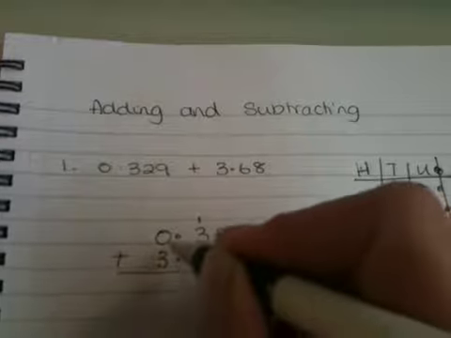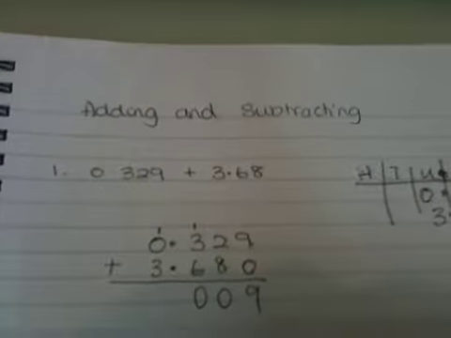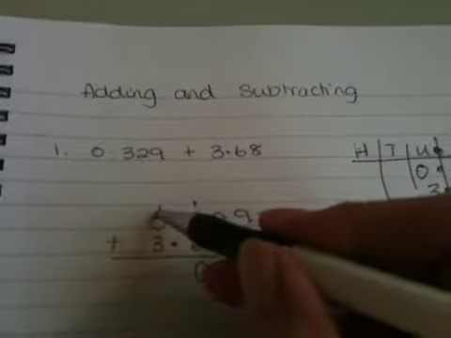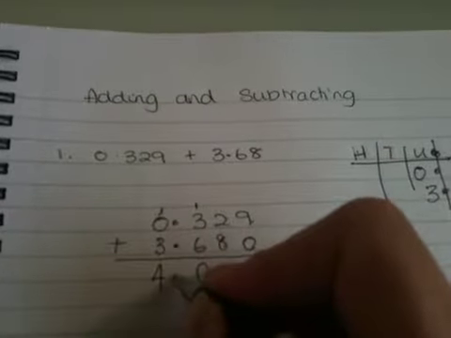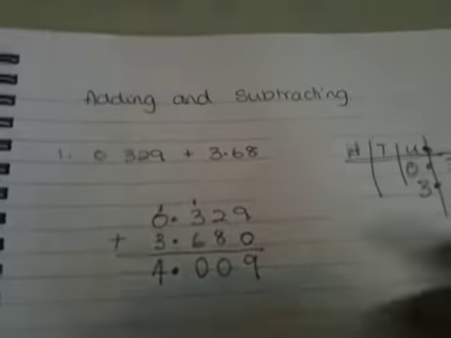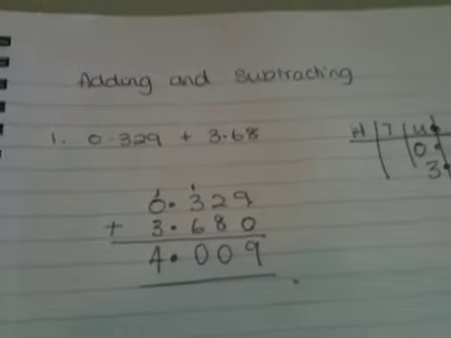Put a 0 down, carry the 1 across to the other side, putting it at the top to try and not confuse. Got 1 here, 3 here, which gives me 4. Decimal place stays in the same place, nothing else has changed, and that gives you your total value.